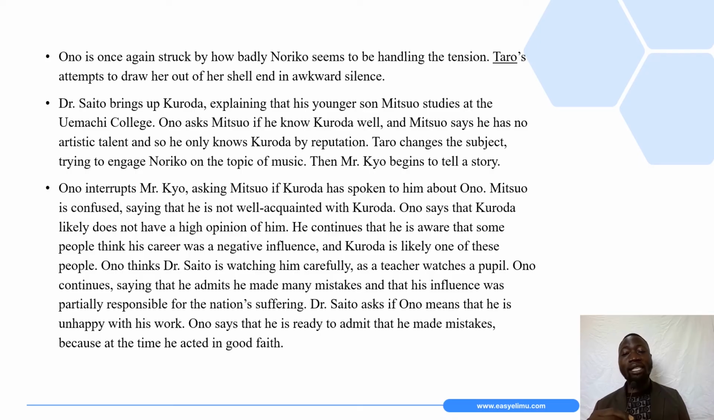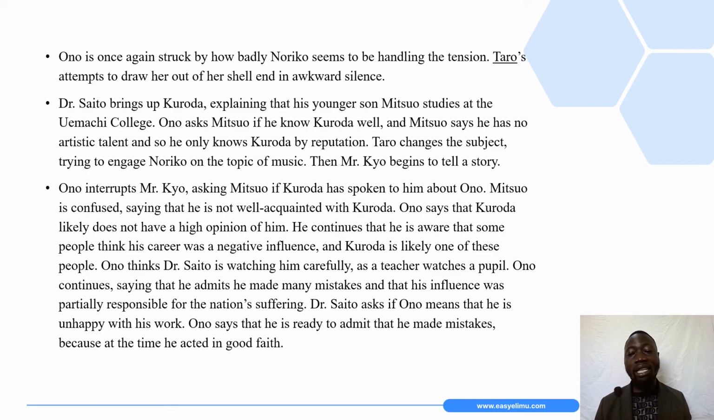Then Mr. Kyo begins to tell a story. So remember, Mr. Kyo is the man representing Ono's family in the marriage negotiations. So Ono interrupts Mr. Kyo, asking Mitsuo if Kuroda has spoken to him about Ono. Mitsuo is confused, saying that he is not well acquainted with Kuroda. Ono says that Kuroda likely does not have a high opinion of him.